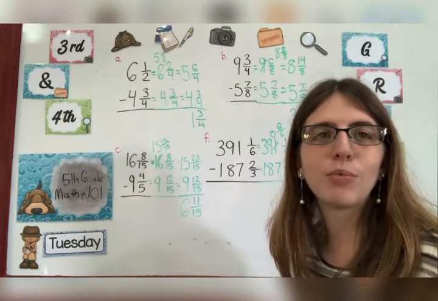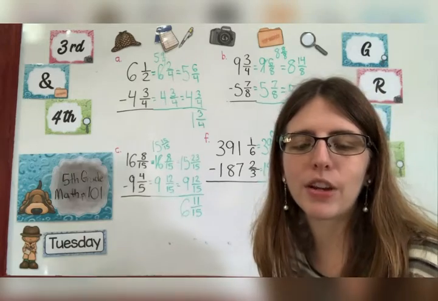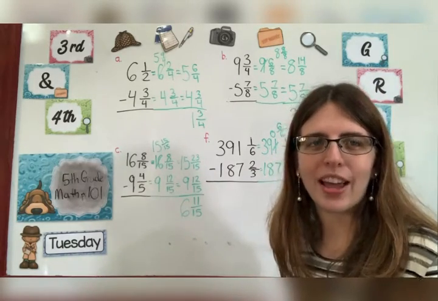All right, number 2 says reduce quickly. So reduce those fractions very, very quickly. Number 3 says divide and check. So let's do one of those.